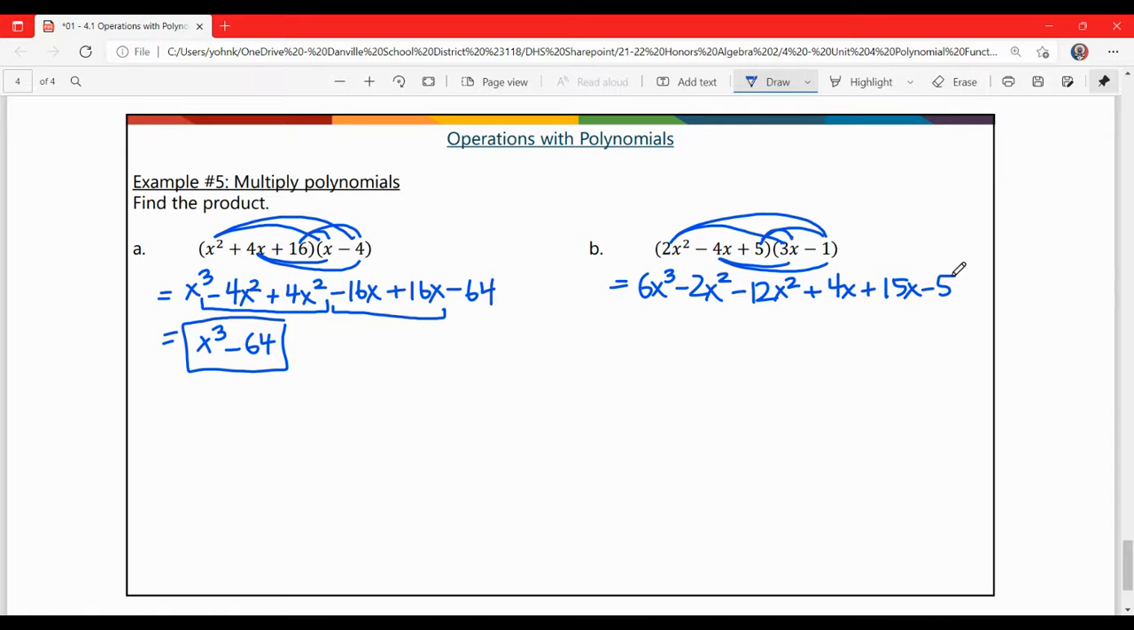Now we're going to collect like terms and put them in descending order. So that's 6x cubed. Then I have -2x squared minus 12x squared. That's -14x squared. Then I got plus 4x plus 15x. That's plus 19x. And a -5.